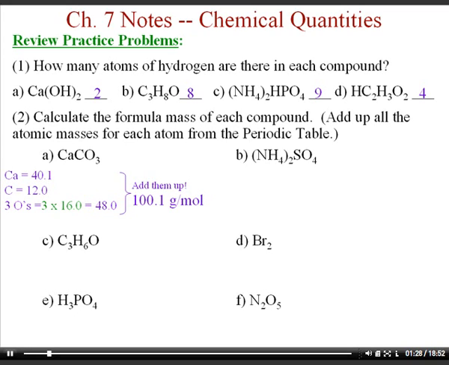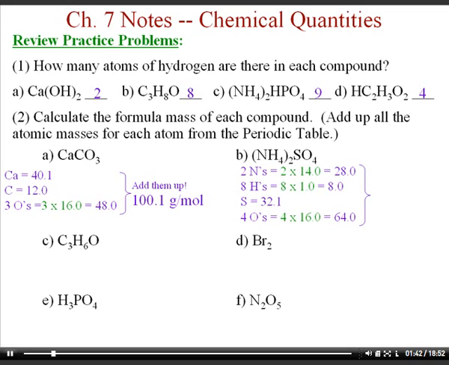In letter B we have 2 nitrogens because the N is in the parentheses and you can see the subscript 2 would double it, and we have 8 hydrogens because they've been doubled, and we only have 1 sulfur and we have 4 oxygens, and when you add up the weights on the periodic table you get the molar mass for a grand total of 132.1 grams in a mole.